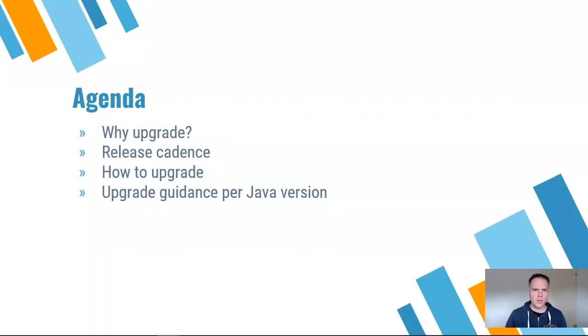What are we going to talk about in this session? First, we start with the reasons on why you should actually upgrade your application to the newest version of Java. Then we have a look at the release cadence of Java. Then we start with the more practical parts on how you should actually upgrade your Java application and some tips and tricks for that. And then see what the challenges are of the various Java versions and how we can resolve them.